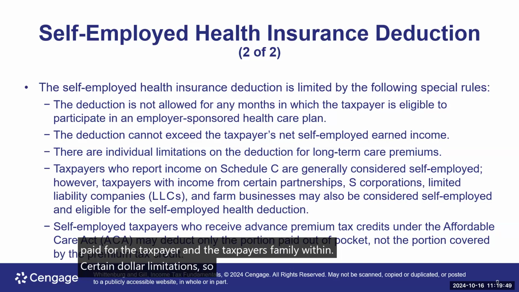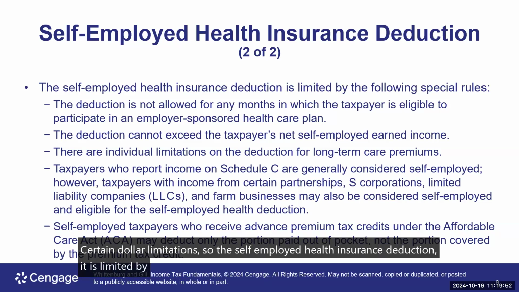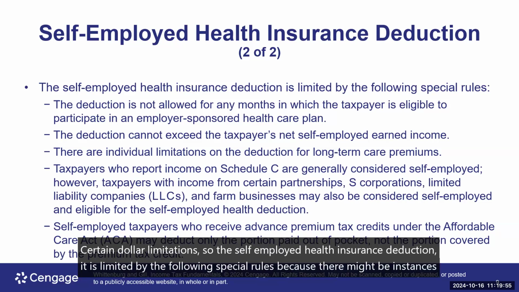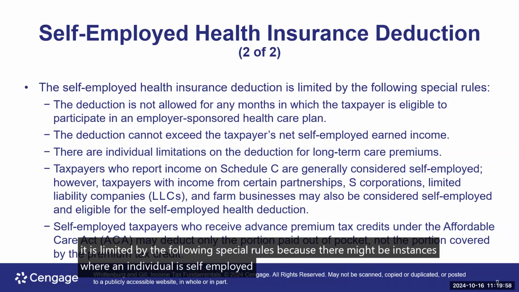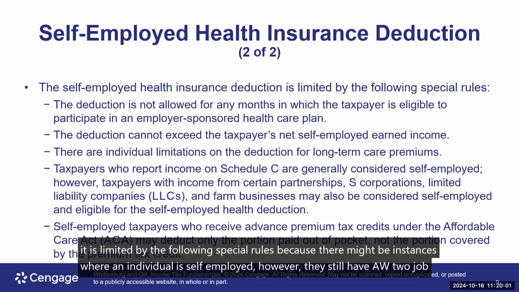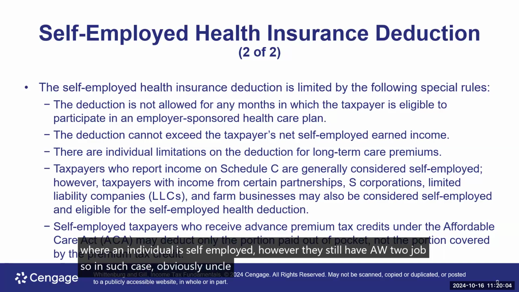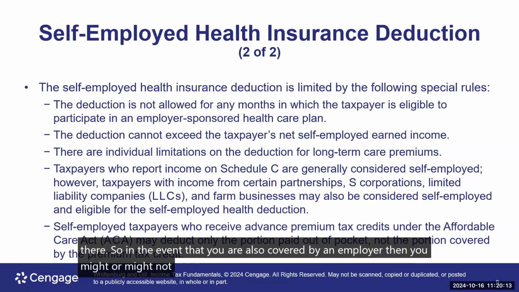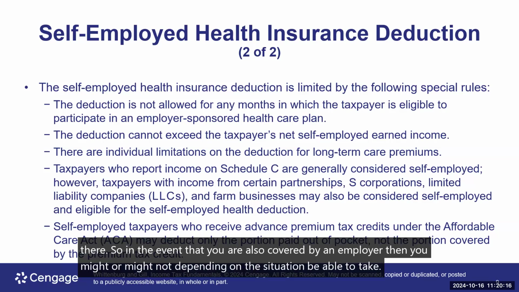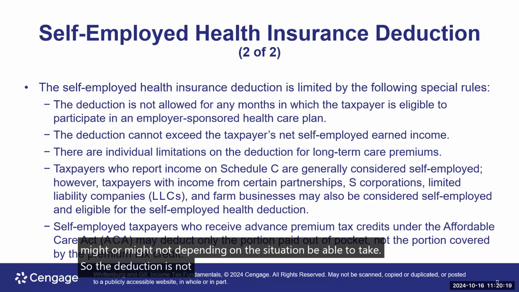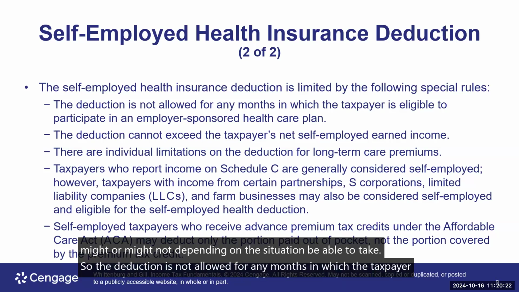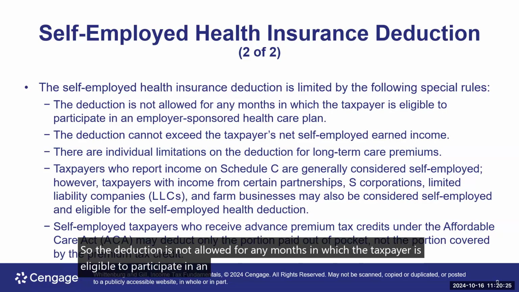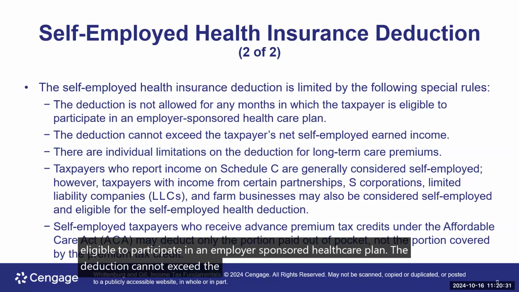The self-employed health insurance deduction is limited by the following special rules, because there might be instances where an individual is self-employed, however, they still have a W-2 job. In such cases, obviously, Uncle Sam tries to close loopholes. So in the event that you are also covered by an employer, then you might or might not, depending on the situation, be able to take the deduction. The deduction is not allowed for any months in which the taxpayer is eligible to participate in an employer-sponsored health care plan. The deduction cannot exceed the taxpayer's net self-employed earned income.